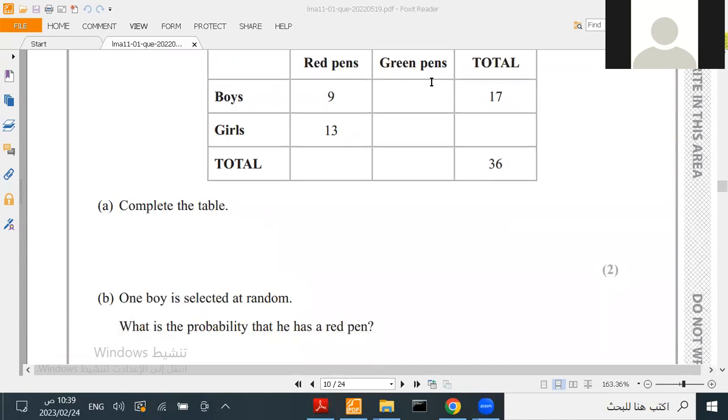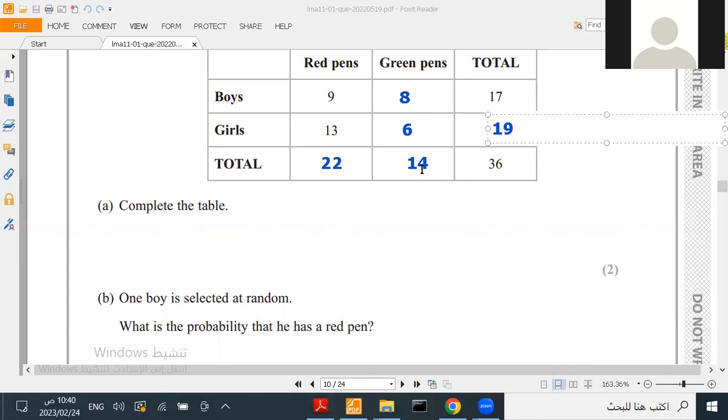I have boys 9 and their total is 17. So how many will go here? Very good. It's gonna be 8. Okay? I have 9 and 13, which is 22 together. Good. Now here 22, and what gives you 36? So I'm gonna subtract them. 36 minus 22 gives me 14. Good. And then here, 8 plus what equals 14? Very good. 6. And then 13 plus 6 equals 19. Very good. 19.